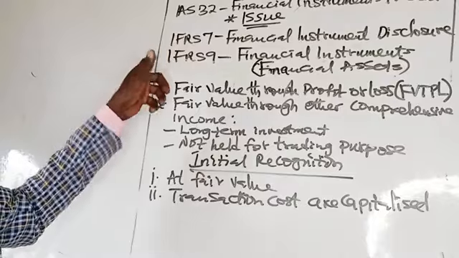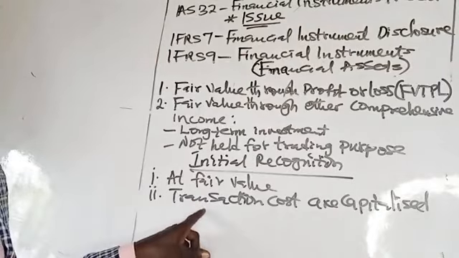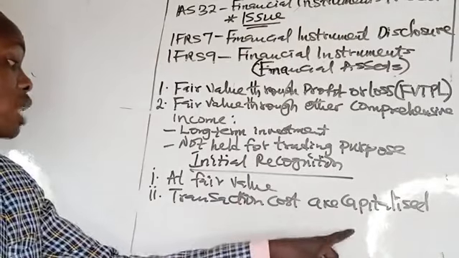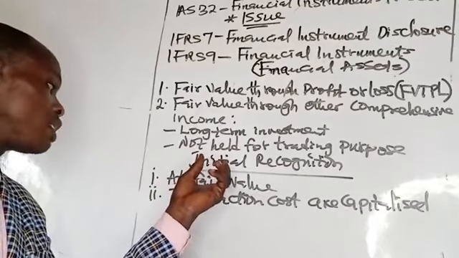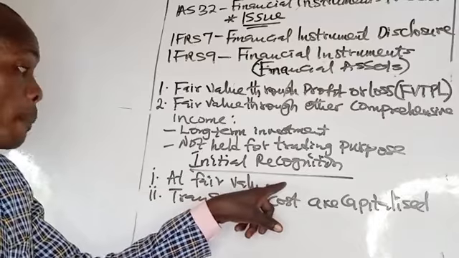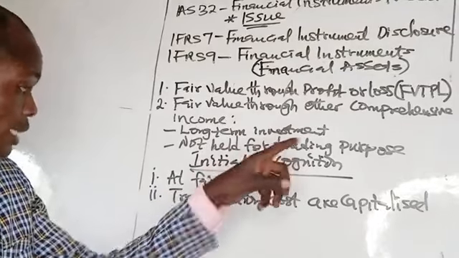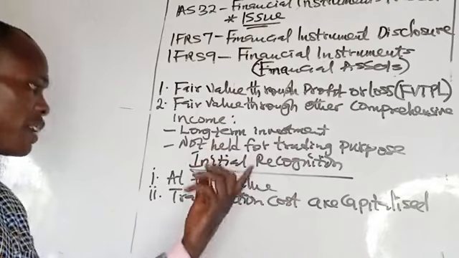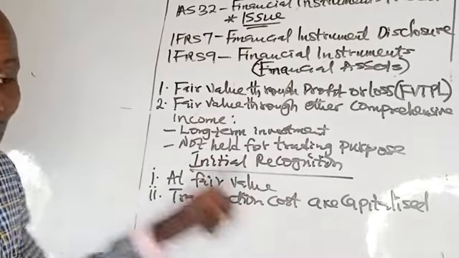If it is fair value through profit or loss, we said the transaction cost should be expensed. But this time around, the transaction cost must form part of the fair value. Remember, if it is fair value through profit or loss, transaction cost must not form part of the fair value. We used to expense it. But this time, it should be capitalized. Take note of that.